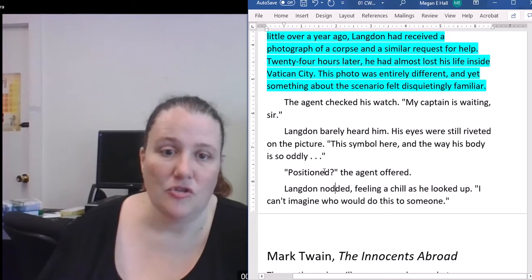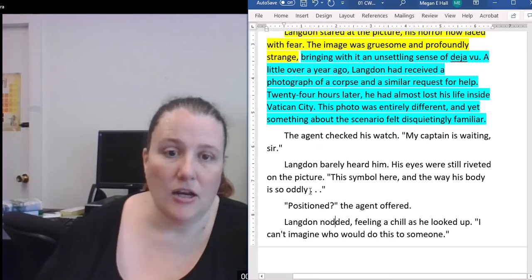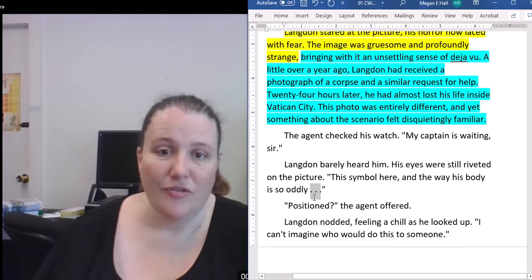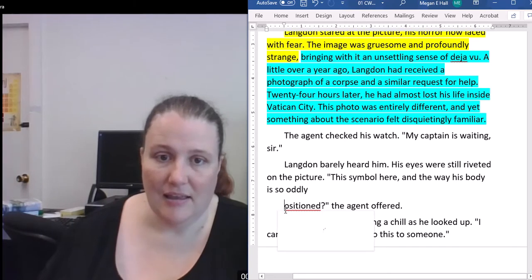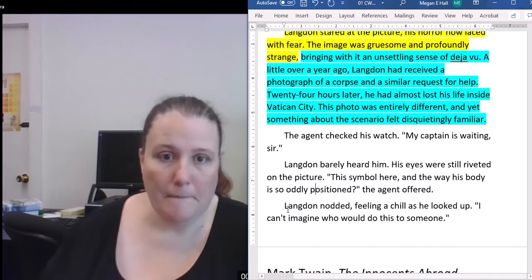Now, what I find interesting here is that you could have, in a different style, you could have had Langdon's saying he's oddly positioned.